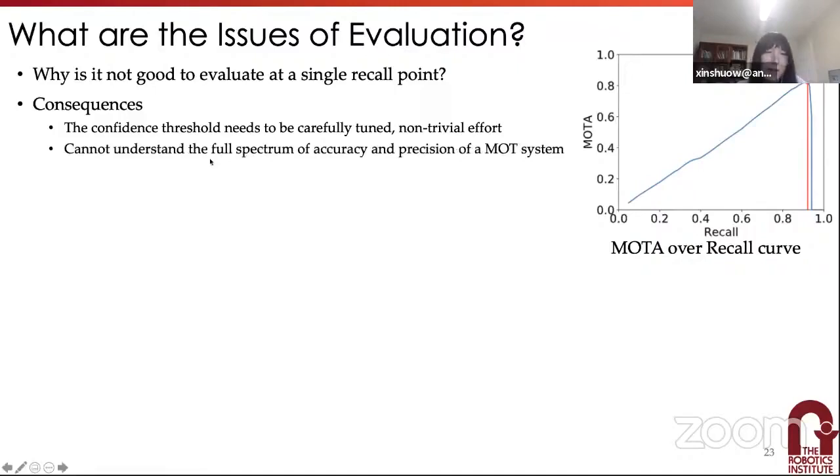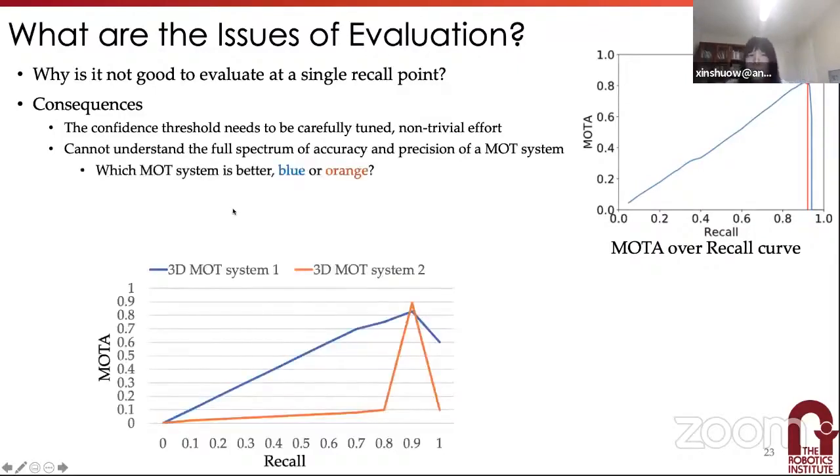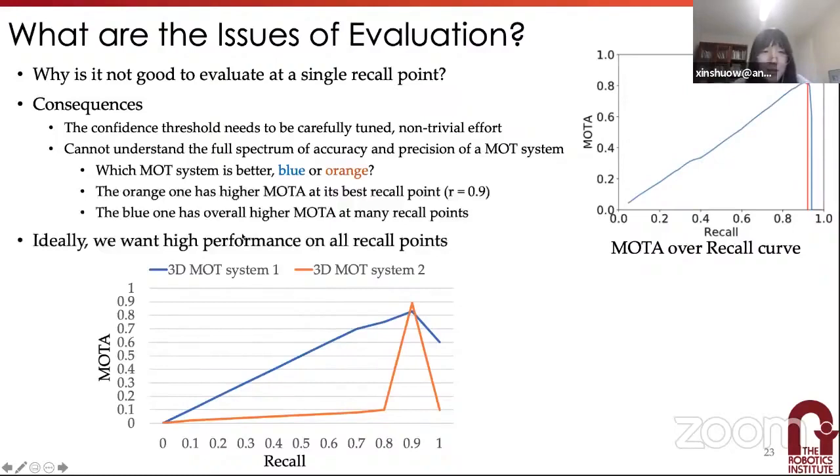Another consequence is that we cannot understand the full spectrum of the accuracy and precision. What do we mean by the full spectrum? Again, we show a toy example here with two MOT systems, one in blue and one in orange. We can see that the orange one has much higher MOTA at the recall point of about 0.9, while the blue one has overall higher MOTA at many other recall points, despite a little bit lower performance at 0.9 here. So ideally, we want a MOT system that can achieve high performance on all the recall points, not just one single recall point, so that it can be robust to all detectors and on different datasets.